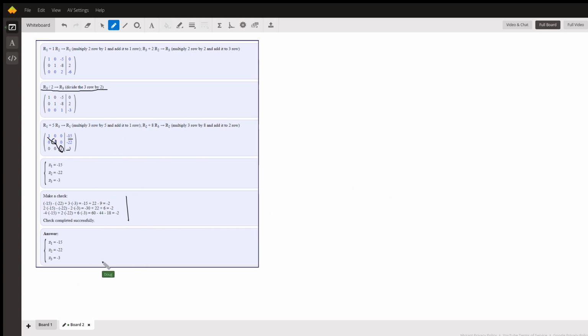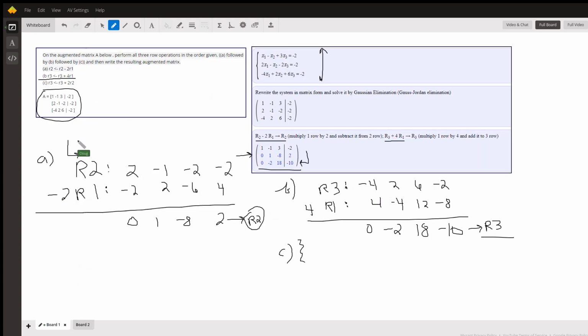Okay, so your problem is just preparing you to do a complete Gauss-Jordan elimination. There you go. Hope that gave you some idea what's going on.